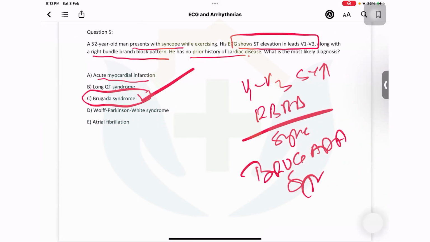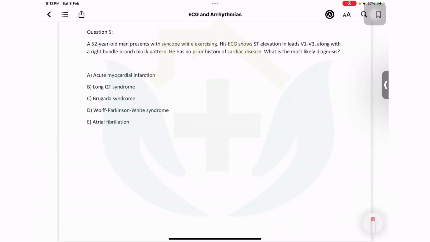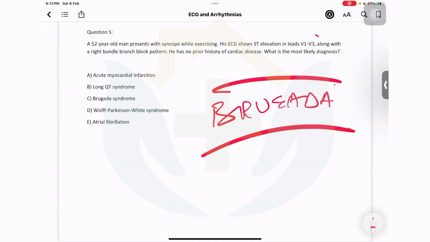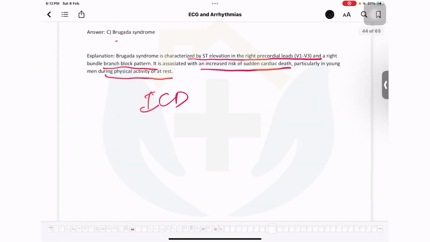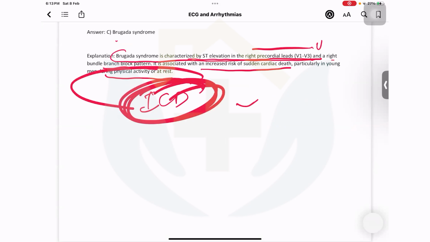All right. Next question. A 52-year-old man presents with syncope while exercising. ECG shows ST elevation in V1 to V3 along with right bundle branch block pattern. There is no prior history of cardiac disease. What is the diagnosis? So Brugada, as you have told just now. Very good. So you will not miss this diagnosis now, not even in clinical practice. So this is Brugada unless proven otherwise. ST elevation in right precordial leads V1 to V3 and right bundle branch block pattern. So the treatment is ICD plus beta blockers, of course.